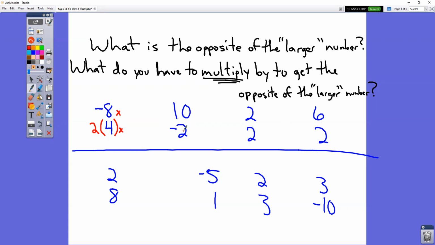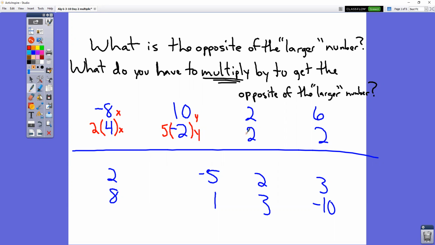So here we have 10 and -2. 10 is the larger number. So the opposite of 10 is -10. To get a -10 here, what do I have to multiply -2 by? Well, I have to multiply that -2 by 5. 5 times -2 is -10. So then I have my opposites of 10 and -10. Again, remember, you're going to have like an X or a Y after those.